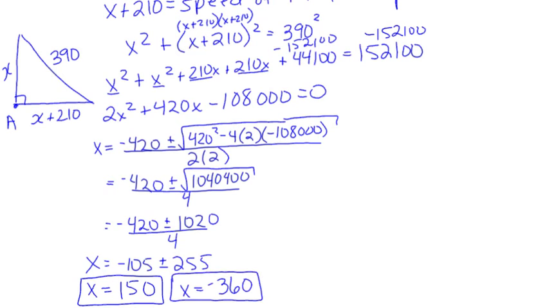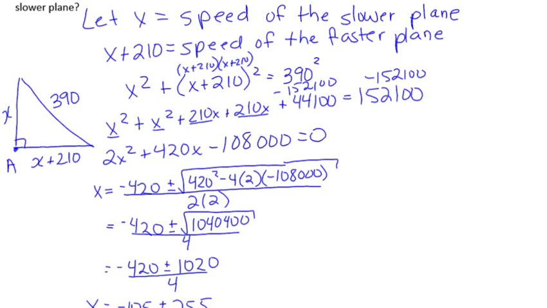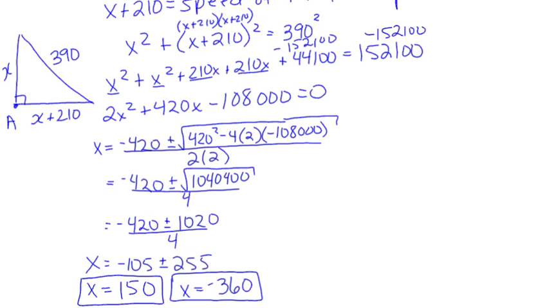In terms of the context, what are we solving for again? In our let statements up here, we said x is the speed of my slower plane. When I compare my possible answers, I have 150 kilometers per hour or negative 360 kilometers per hour. I think we can all agree this does not make sense. I cannot have a negative speed for how fast my plane is flying. So even though that's an answer algebraically, it is not a solution that satisfies this situation. So x is 150 kilometers per hour. The speed of my slower plane is 150 kilometers per hour.